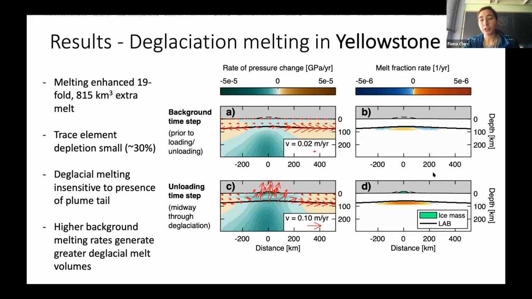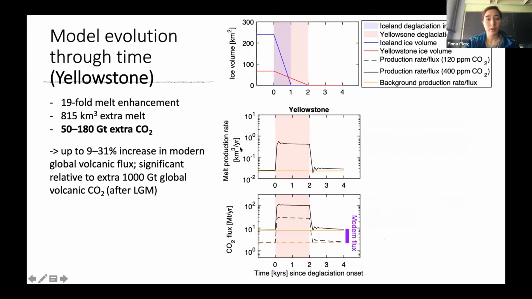Okay, so now I'll just take the volumetrically integrated rate of melt generation to show how it evolves through time. So on the top left is just the ice volume used in the model forcing as the top boundary condition. The red line is the ice volume for Yellowstone, and it decreases linearly through the deglaciation interval of 2,000 years, indicated by the pink shading. In the middle is the rate of melt generation. So in black, we're seeing this enhanced melting relative to the background in orange.